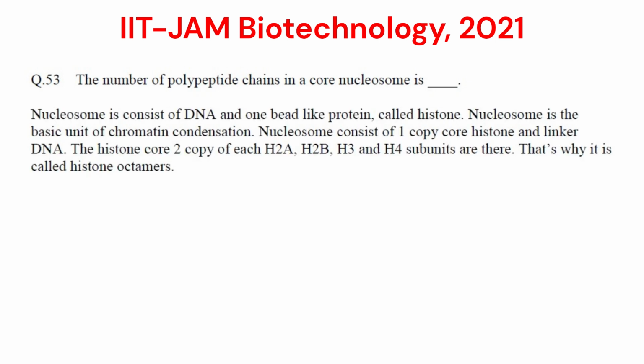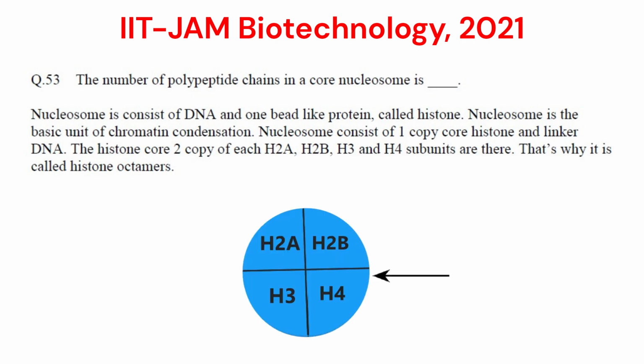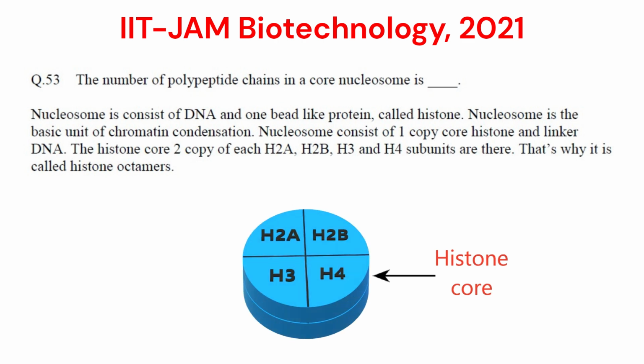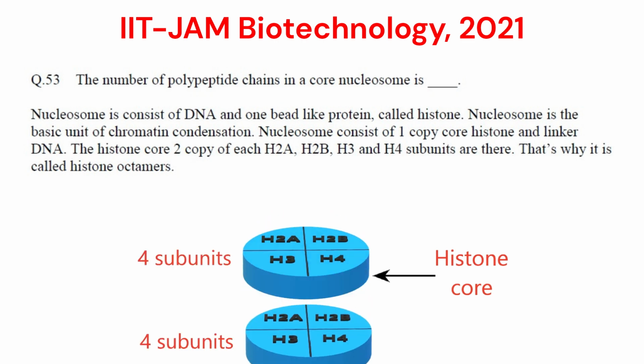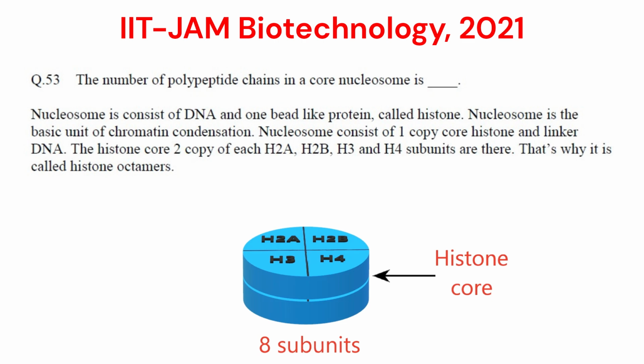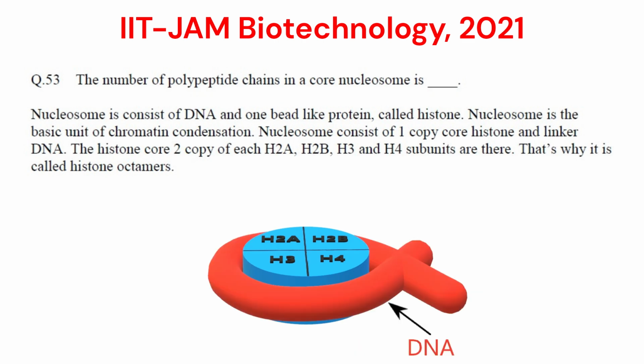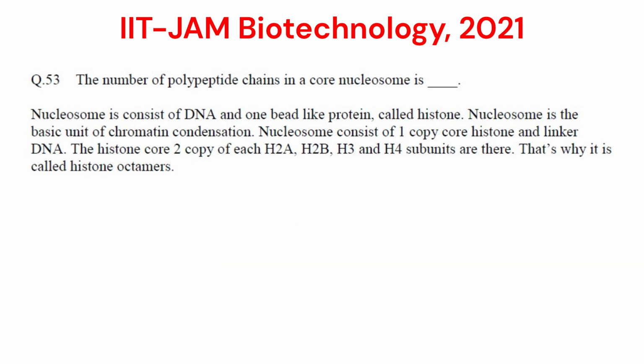We know that a nucleosome consists of DNA and a protein that is called histone. And the core histone contains 2 copies each of H2A, H2B, H3 and H4 subunits to form an octamer. So in one nucleosome, the total number of polypeptide chains will be 8.